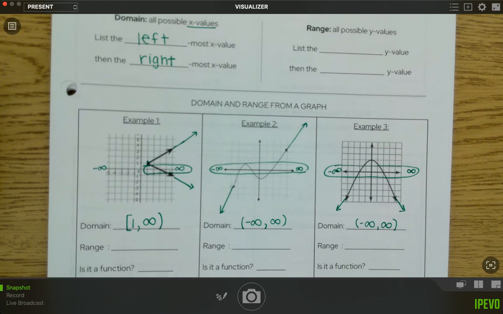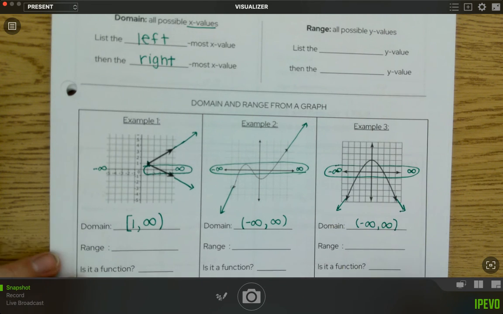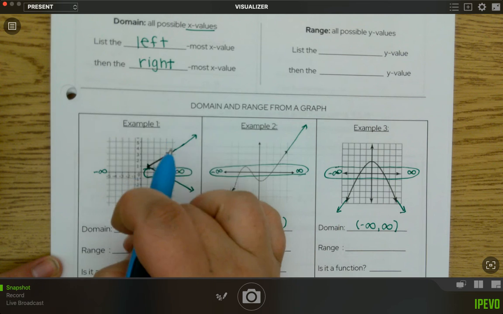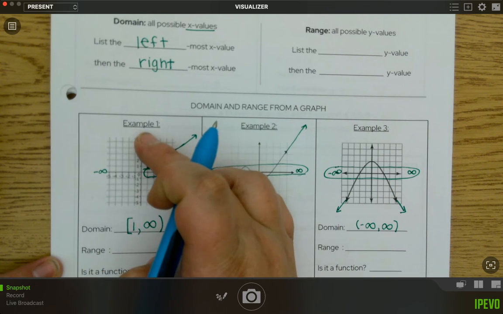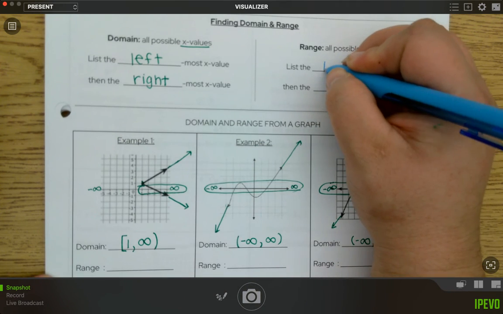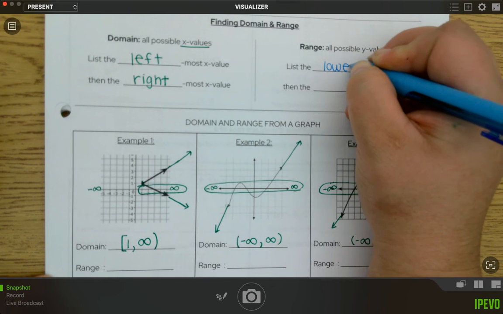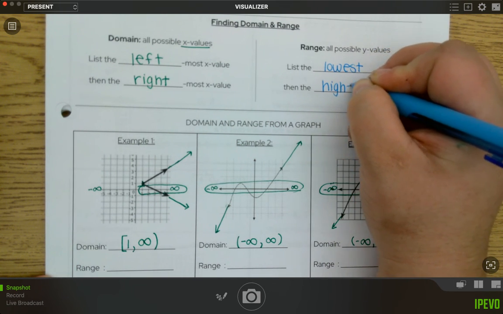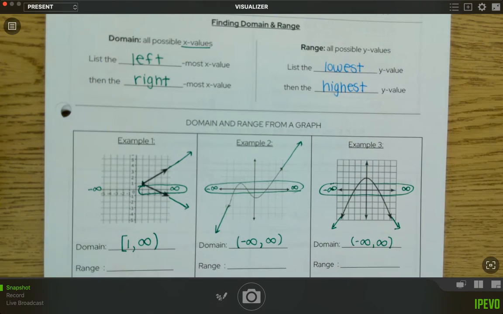Now let's talk about the range. The range is the same idea, but instead of using this as the number line, you're going to use this as the number line. So you're going to list the lowest or the bottom, and then the highest or the top. Okay, it always has to go from least to greatest, so lowest to highest.